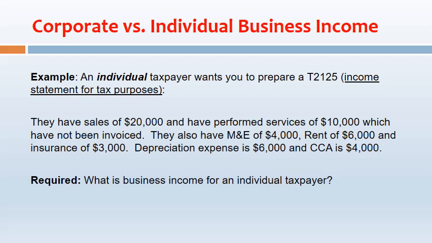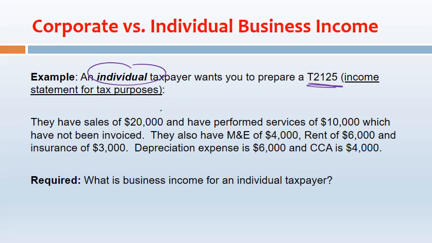Here we have an example where I'm going to try to demonstrate the difference between corporate and individual business income by reminding you first how an individual would submit their business income, revenues, and expenses for tax purposes, and then we'll look at how a corporation does it. Our example is an individual taxpayer who comes to you to prepare a T2125, which, as you all know from your assignment, is basically an income statement for tax purposes. It's where business revenue and expenses are declared for tax purposes for an individual.